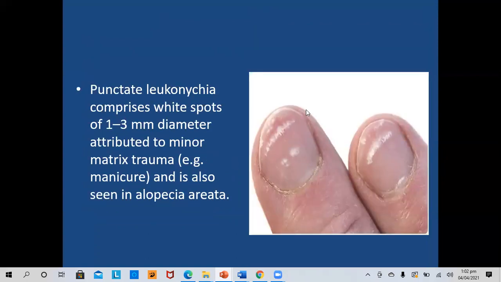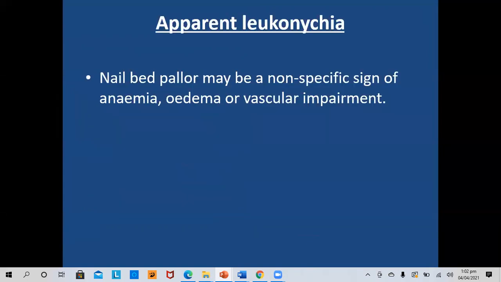So these are Mees lines, and these are punctate leukonychia. These are attributed to minor matrix trauma, for example manicure, and are also seen in alopecia areata. Generally, these kinds of punctate leukonychia should be ignored, and no treatment is to be advised to the patient, just reassurance.